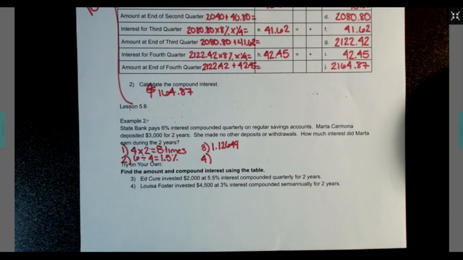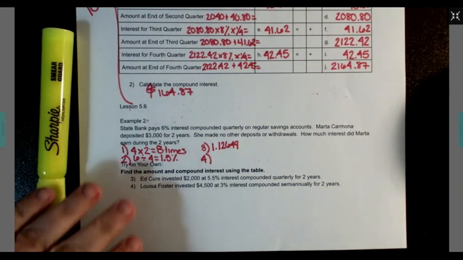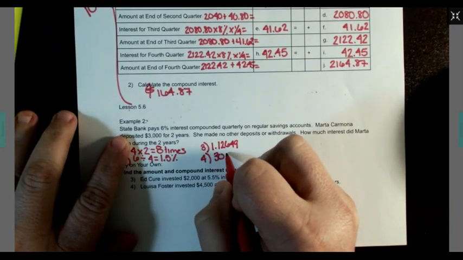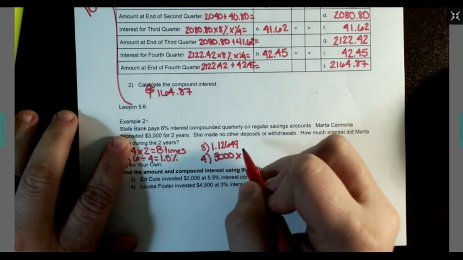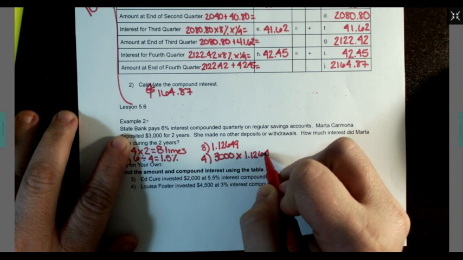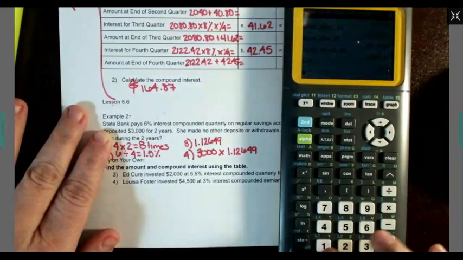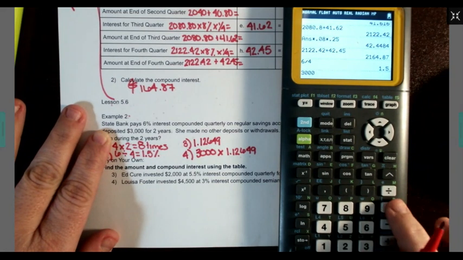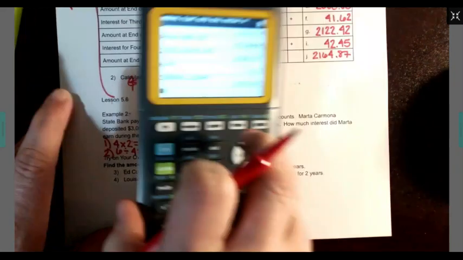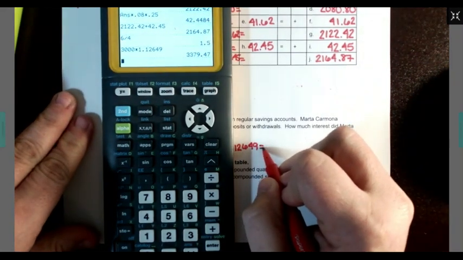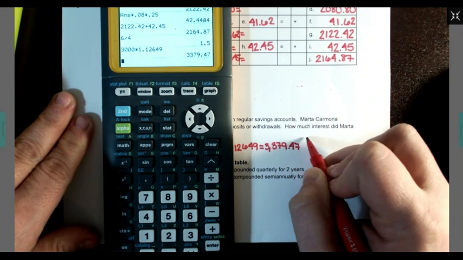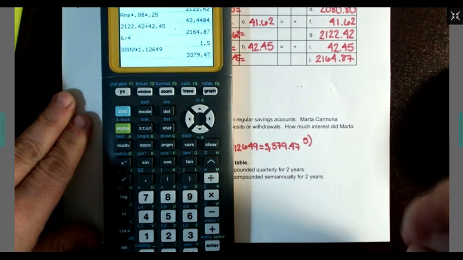Now, step 4, find the amount. To find the amount, you are going to take your deposit or your principal, 3,000, and multiply it by the answer you got to part 3, 1.12649. So we're going to do 3,000 times 1.12649, and I'm getting $3,379.47.